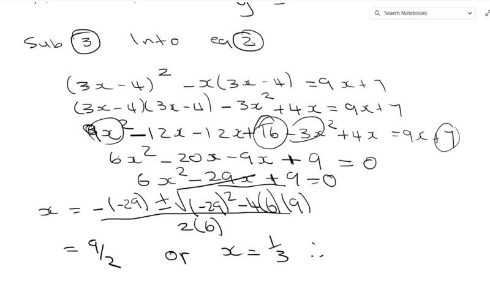Then we'll have to sub these values into the equation. So y is going to be equals to 3 times 1 over 3 minus 4, and that is 1 minus 4, which is equals to negative 3.